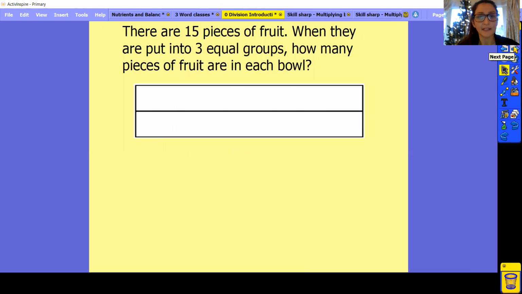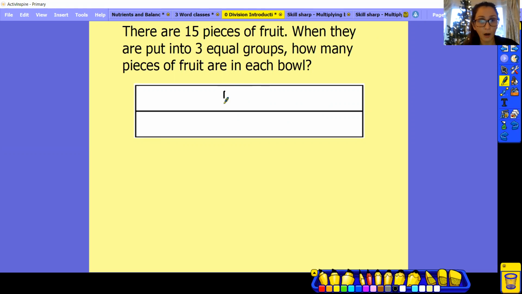There are 15 pieces of fruit. When they are put into 3 equal groups, how many pieces of fruit are there in each bowl? So again, we've got our whole. You can have a go if you want to. Have a pause. So if you carry on with me, we've got 15 and we are dividing it into 3 equal groups. So 3 equal groups. 1, 2, 3.